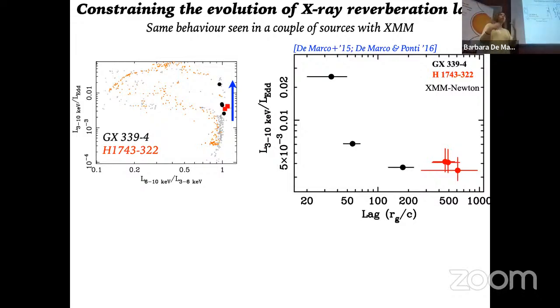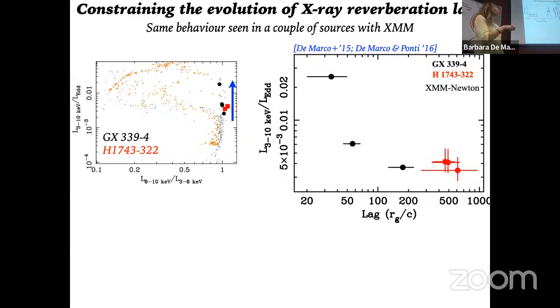We tried and looked for evidences of reverberation in other sources. In the XMM archive, we could find one only in this other source. Comparing it to GX 39-4, it was again a source observed. Well, the reverberation was observed again in the hard state.